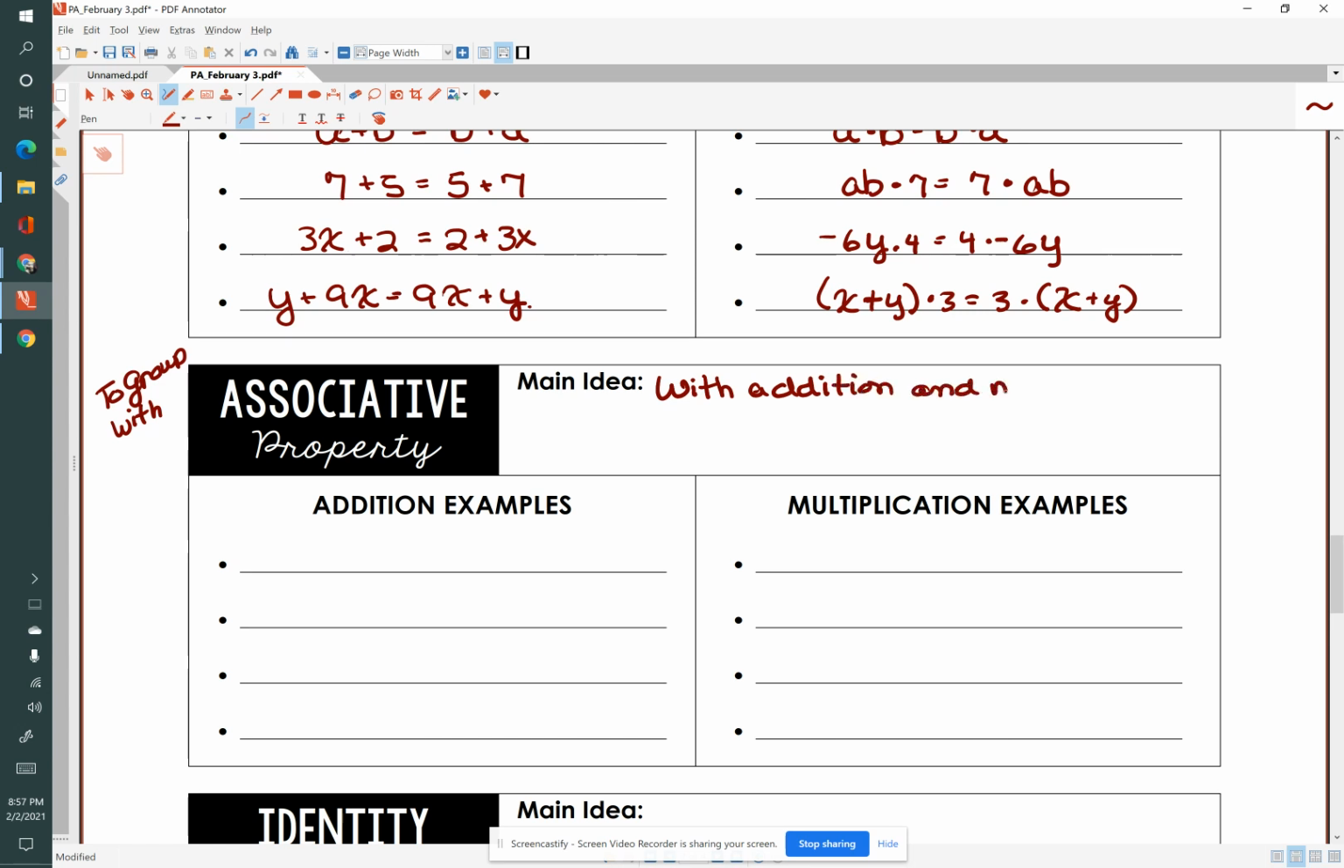With addition and multiplication, grouping does not matter.